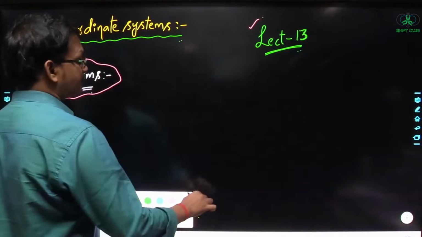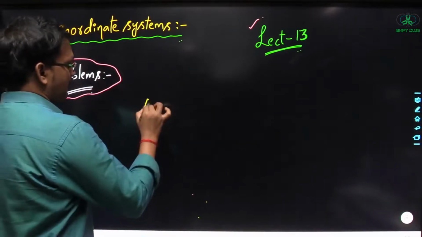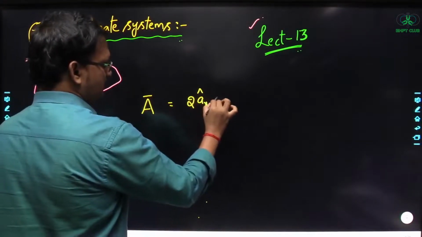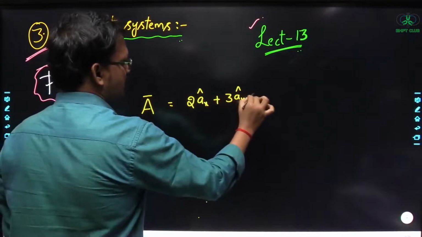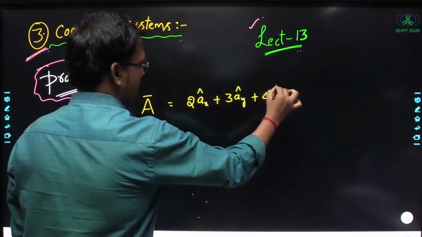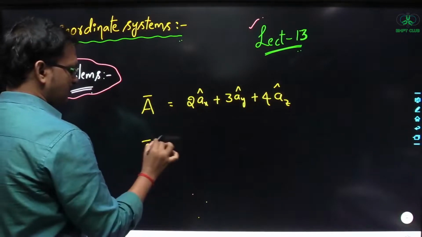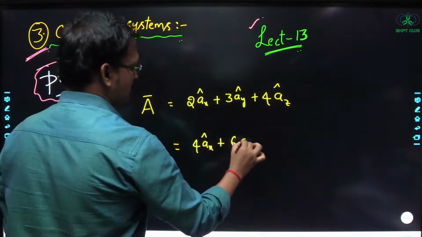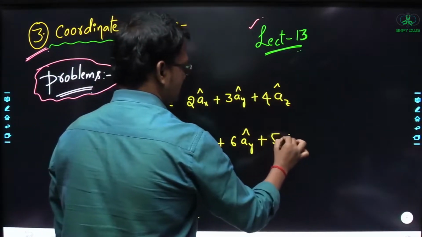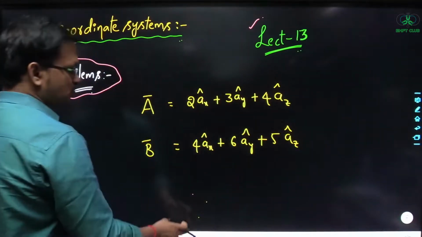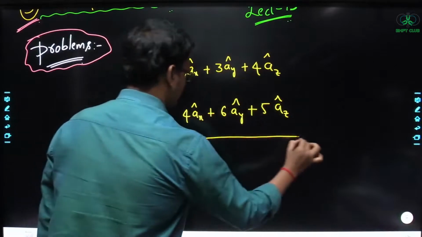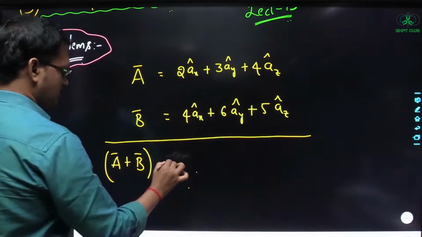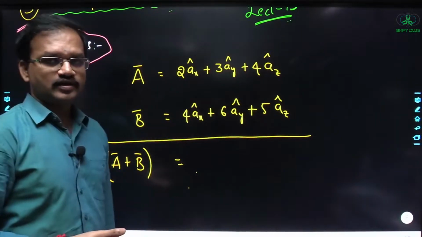Now see here, suppose I have given a vector a bar as 2ax cap plus 3ay cap plus 4az cap, and I have given another vector b bar equal to 4ax cap plus 6ay cap plus 5az cap. Suppose I have given these two vectors, and if I ask you to determine a bar plus b bar, you know that it is very simple, isn't it?